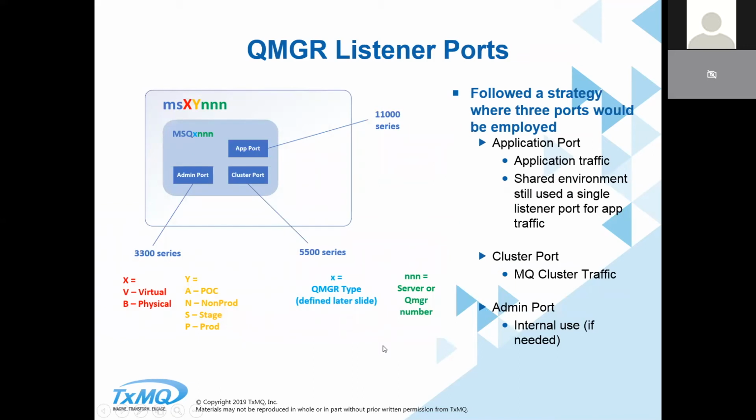Other considerations with a queue manager are to not just have everything go through one port, but to have many ports. As an example, you could have a queue manager with 3 listeners: one for the applications, another for MQ clustering traffic, and also an admin or utilities port as well.